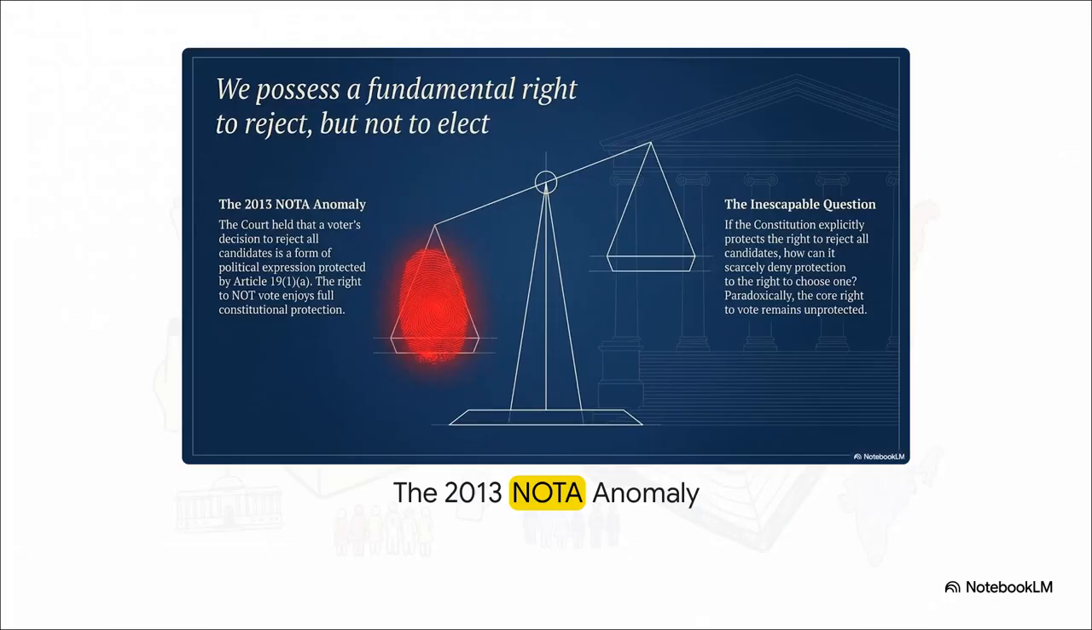And that brings us to what we can call the 2013 NOTA anomaly. The court held that a voter's decision to reject all candidates is a form of political expression that is fully protected by Article 19(1)(a).